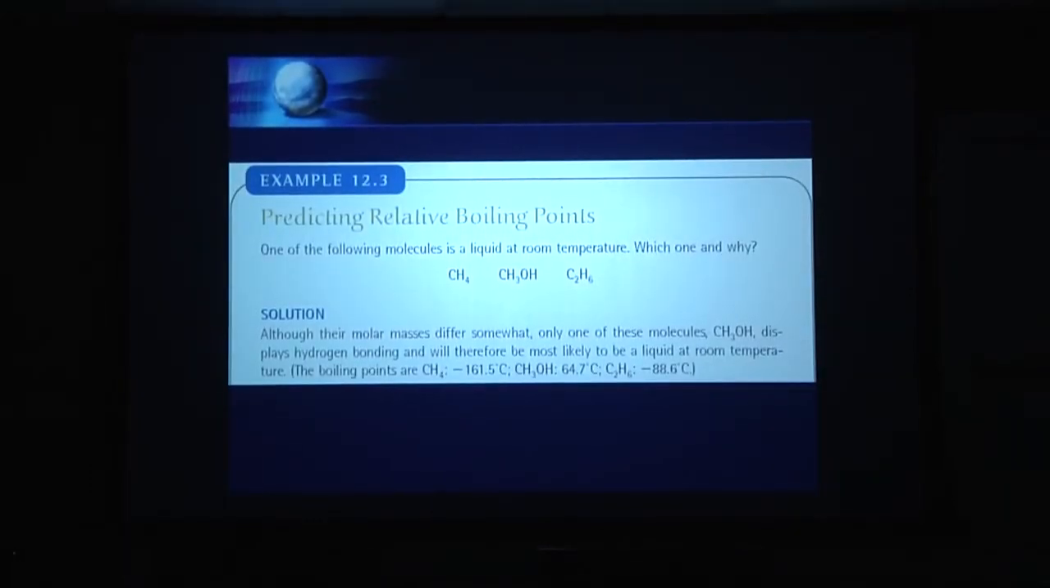This is an example in your textbook predicting the relative boiling points. I'll let you look at this, and the answer's right below. I won't spend time talking about it.